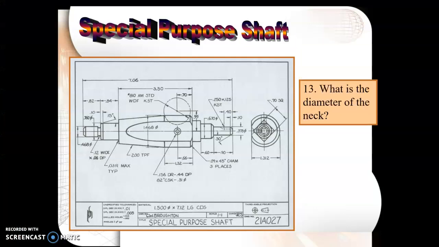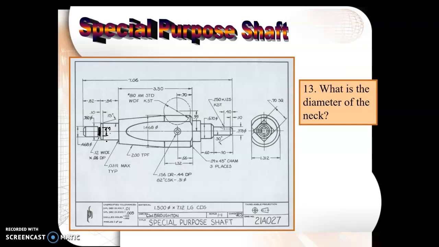So let's move along to the next question here that asks for the diameter of the neck. This is the new concept that was just introduced in the last video. What is a neck? The neck of this shaft is right here. It's this area that has a reduced diameter. So it goes from a small diameter to an even smaller diameter before jumping up to a larger diameter. So that's the neck right there. We want to know what its diameter is.